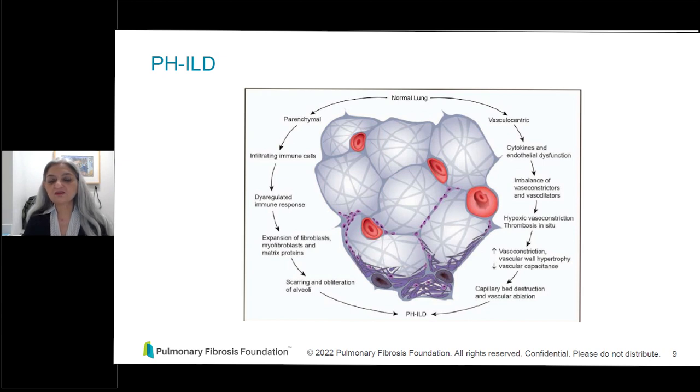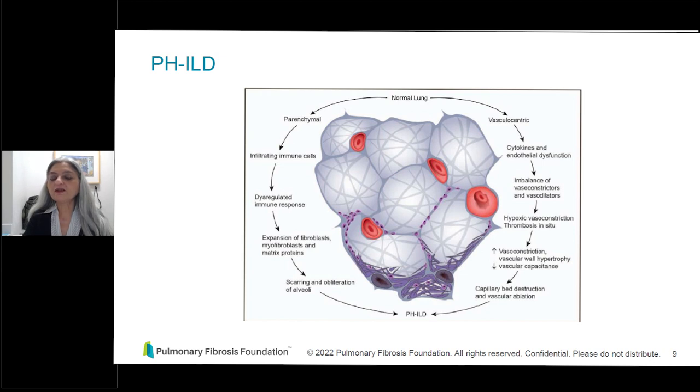The problem, as you saw earlier, is in those little air sacs. In interstitial lung disease, the membrane that exchanges the gas in the lung is thickened, and that's where the vessels are. So the vessels also get damaged. And really the job is to find out what is causing the problem here.